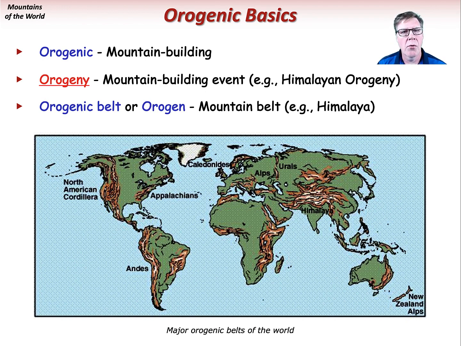Major mountain belts or orogen are present all over the world, like the North American Cordillera, which includes the Sierra Madre of Mexico, the Rocky Mountains of the United States, and the Canadian Rockies. There's also the Appalachians, the Andes, the Alps, the Himalaya, etc.